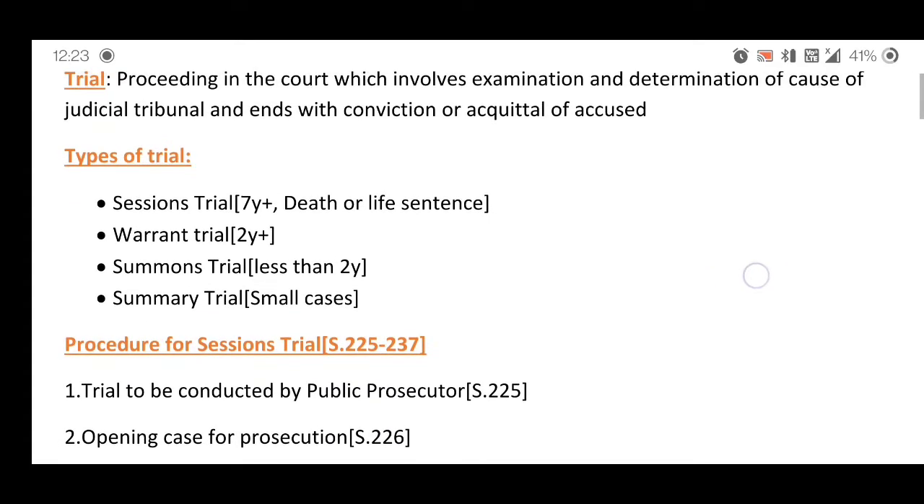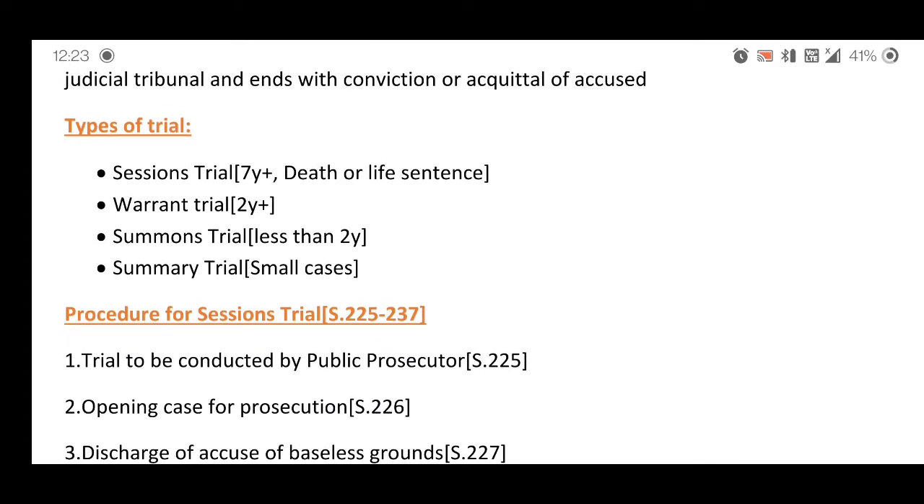Types of trials. There are 4 kinds of trials: sessions trial, warrant trial, summons trial, and summary trial. In sessions trial, there are offences which are punishable by more than 7 years of imprisonment, or by death, or by life sentence. Such offences are tried in sessions trial.